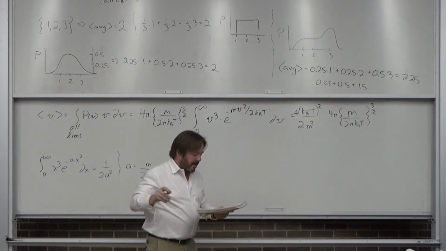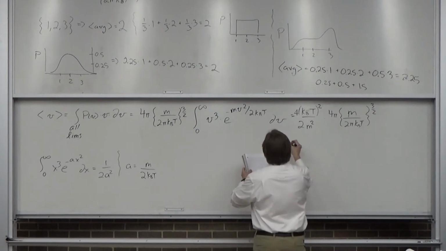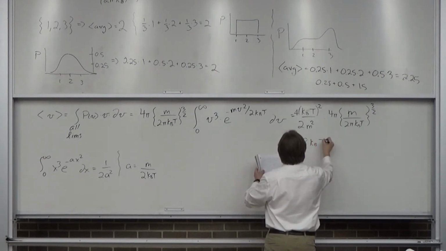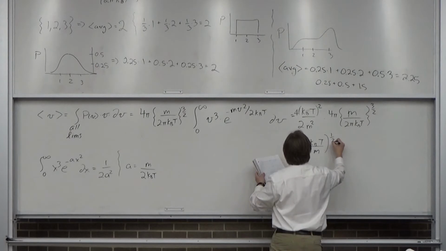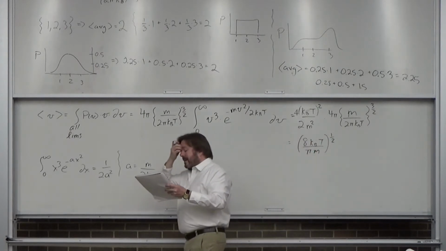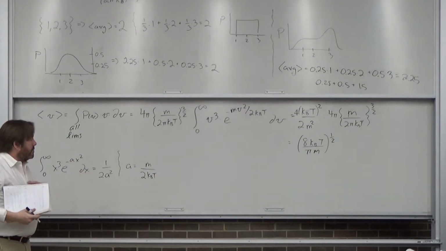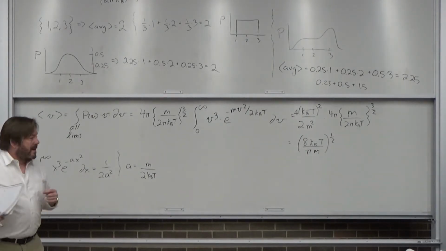Now, if you did though, let me show you what you get. You would get 8 kBT over pi m to the 1/2. So square root of that. Okay. Double check the units. Maybe I have that on your homework. And there you go. All right.